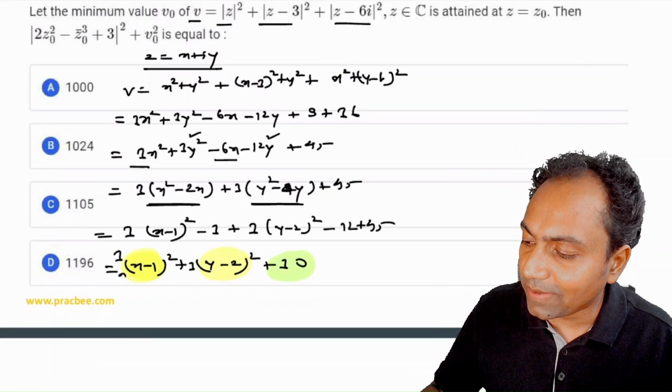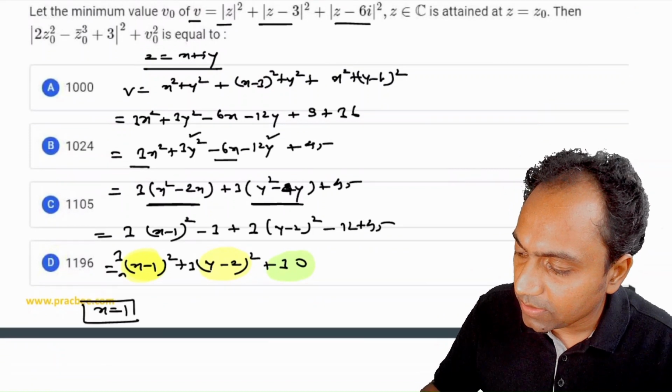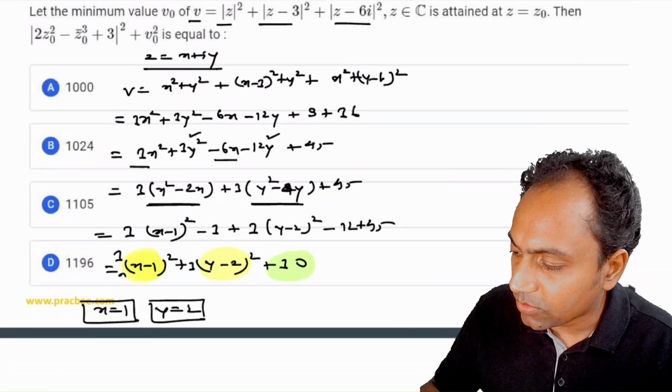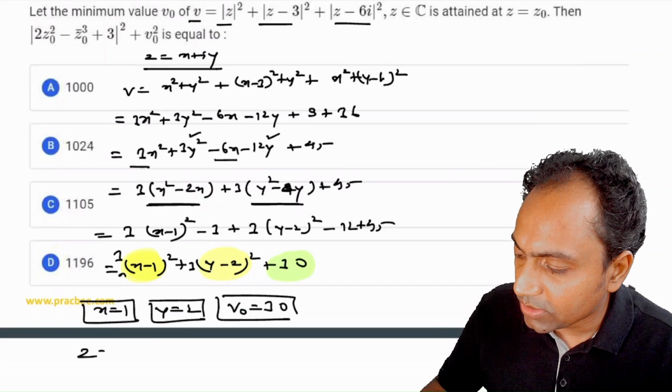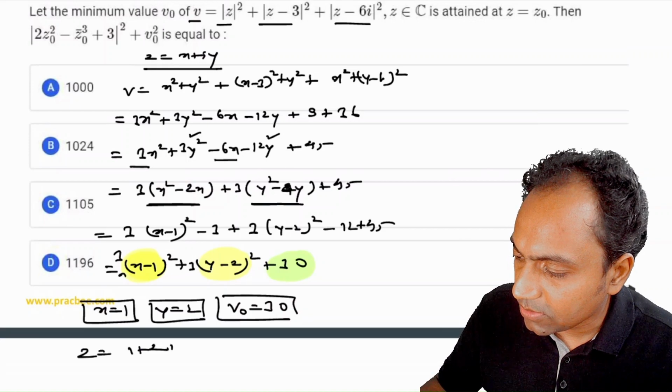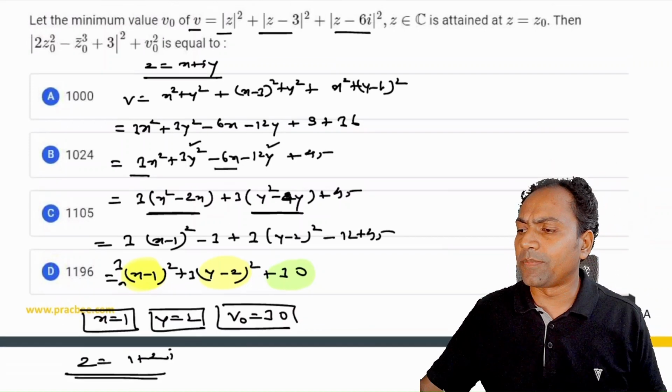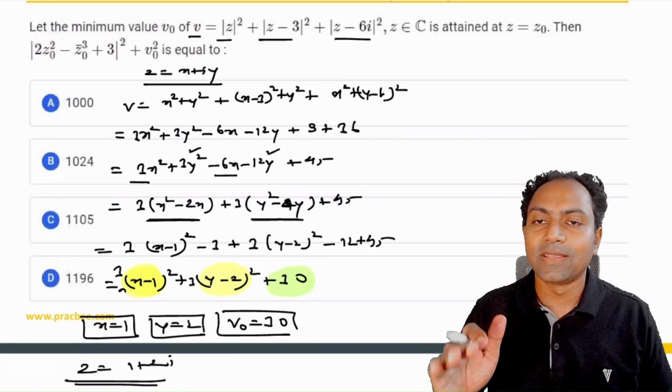So from here we get the value of x, that is equal to 1. The value of y is equal to 2. And the value of V₀ will be equal to 30. Corresponding to this, z comes out to be 1 + 2i. Now this is very important because the next part of this question is based on this only.